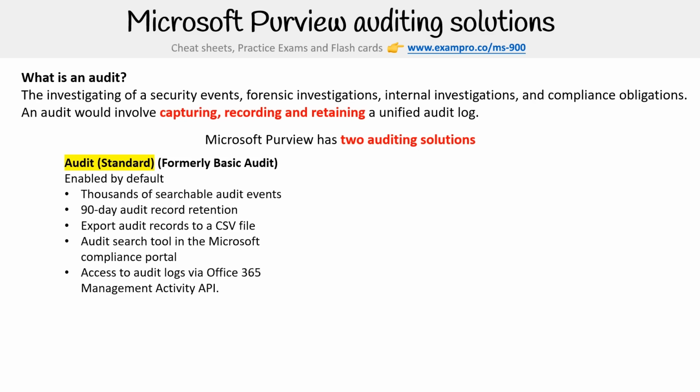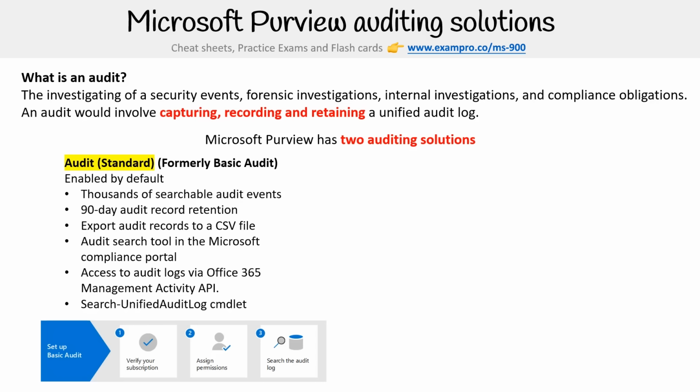It provides access to audit logs via Office 365 Management Activity API. You can also use it in PowerShell with the Search Unified Audit Log commandlet. The second auditing solution is Audit Premium, formerly known as Advanced Audit.